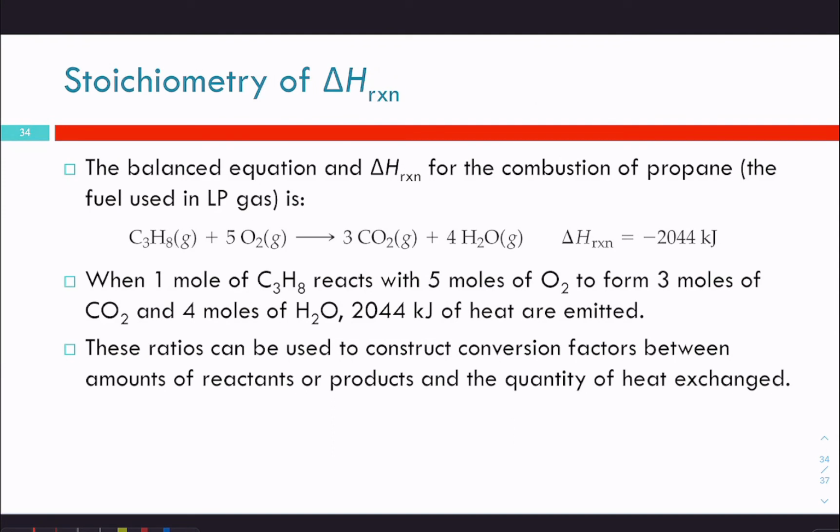So if we have this reaction, we're now reacting propane with oxygen. And again, we're producing CO2 and water. And are we going to be producing heat, or is heat one of our reactants? It's producing heat. So it's exothermic, which we know because it's a negative sign here. So if 1 mole of propane reacts with 5 moles of oxygen, we'll form 3 moles of CO2, 4 moles of water, and 2,044 kilojoules of heat.